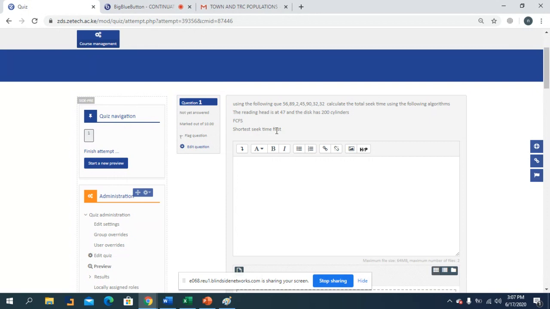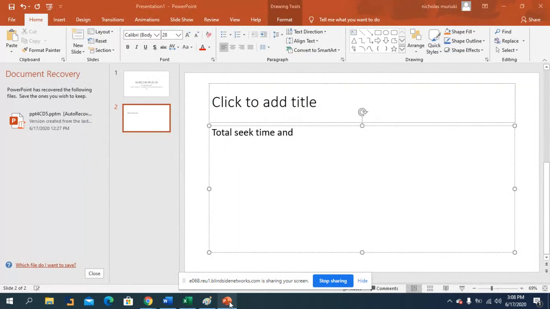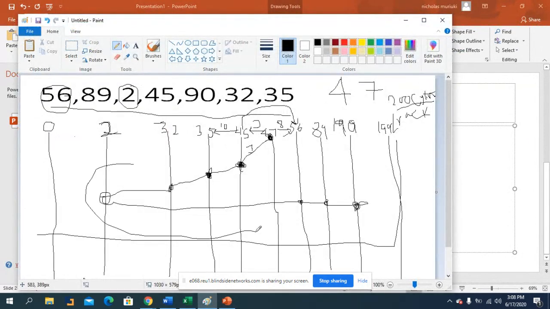What is the shortest seek time first in the diagram? You are breaking up somehow. So what is the shortest seek time first in the diagram? The one that I have already given you, this one. That is the shortest seek time first. Okay. Then the other one was for first come, first serve. Can you remember the one that I have already drawn? Yes. Can I repeat it again? Yes. Okay, let me repeat it again.